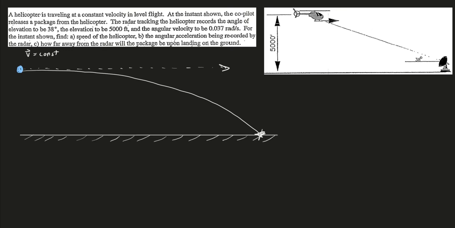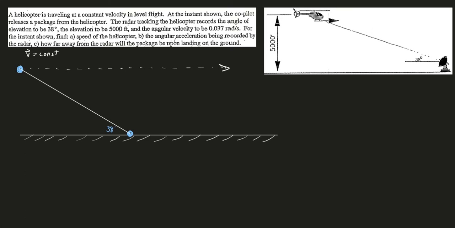So I'll erase that package for the moment. I'm just drawing my origin. That will be my satellite, this thing. The radar is tracking the helicopter. It records an angle of elevation to be 38 degrees. So we have 38 degrees here.